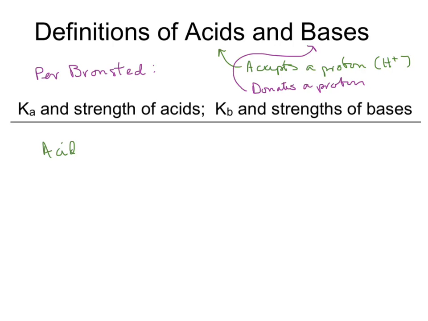And we're sticking with Bronsted definition. An acid will accept a proton and a base will donate a proton. Then we talked about relative strengths of acids and bases. We said that especially a weak acid will donate a proton to a certain extent and will look like this.